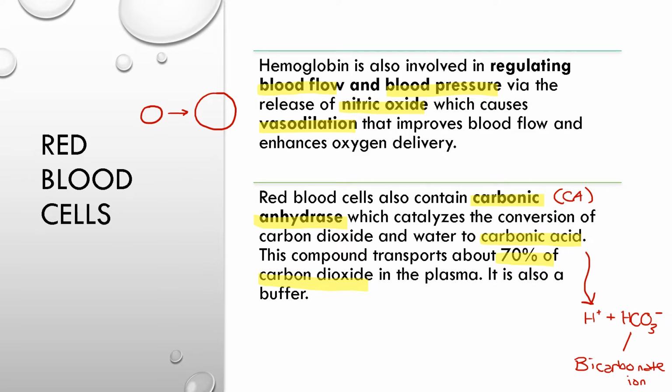Remember that buffers, like bicarbonate ion, are going to convert strong acids and bases into weak acids and bases. So that a strong acid or base that is found in the blood won't be able to change the pH of the blood significantly. It'll be buffered so that it does not change the pH a lot. Because if you change the pH of your blood, that could be deadly, really. So buffers are very important.